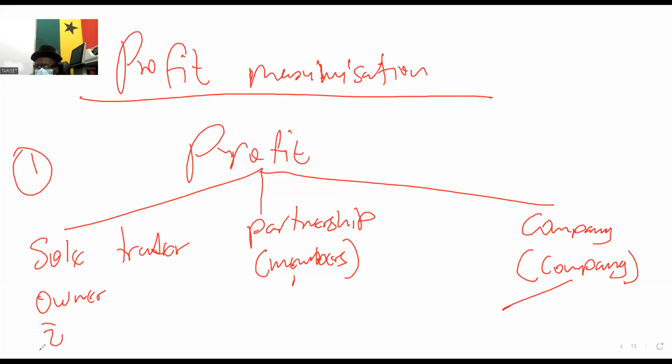So now, point number two: why profit maximization is not the best. Number one, profit is not cash. You see, it's not a cash flow.